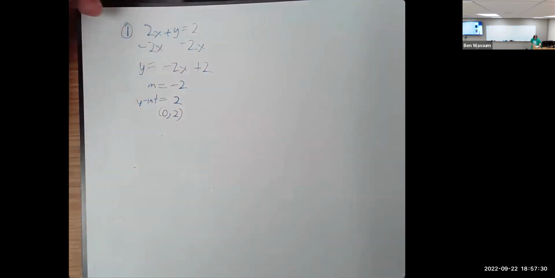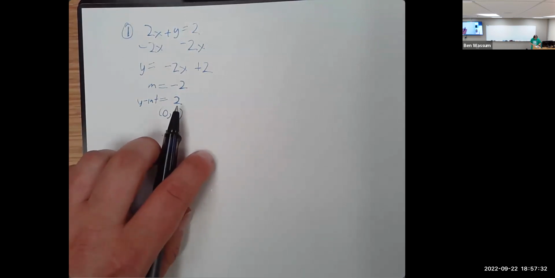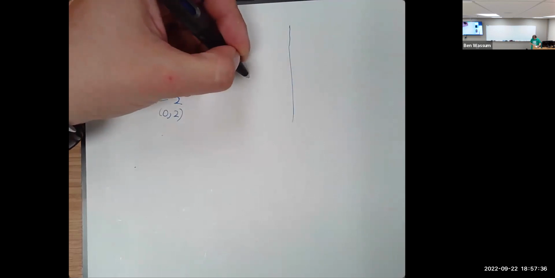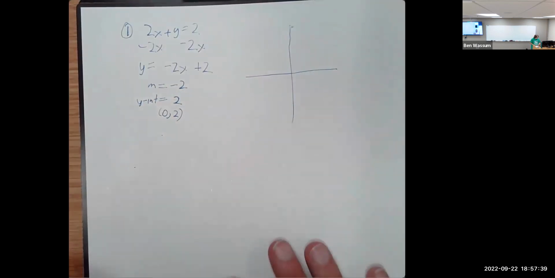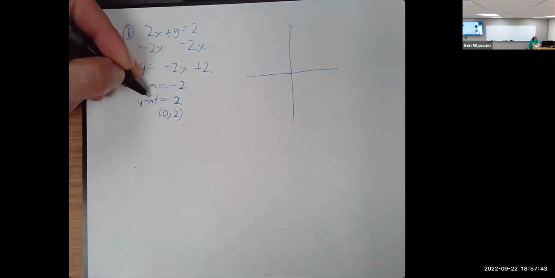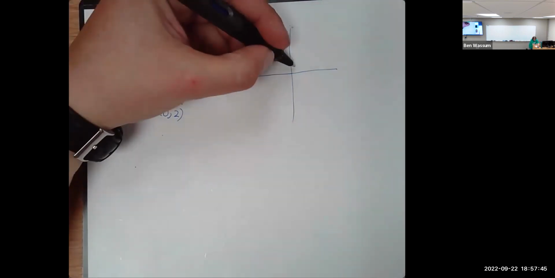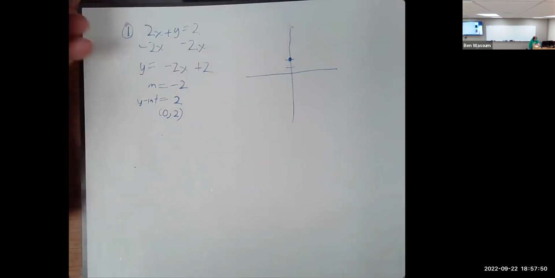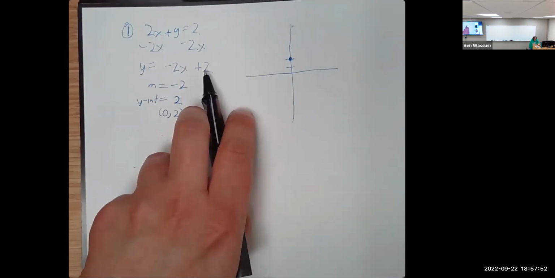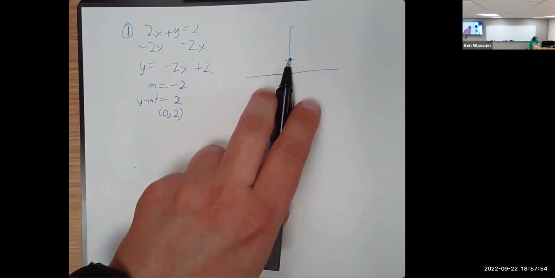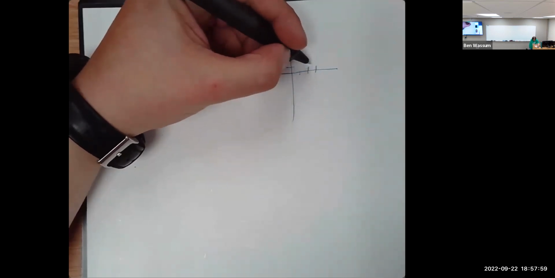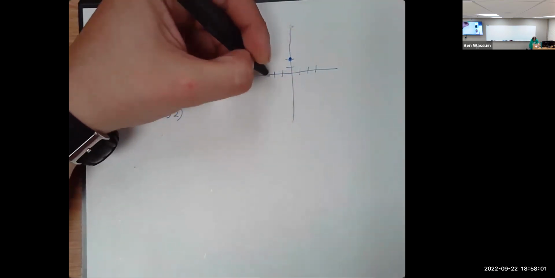Okay, so all we're really going to do is start off with our graph. In this case, you don't really know where your points are, right? We know our y-intercept is 2, so that means there's a point right there. The problem is finding the other points, right?